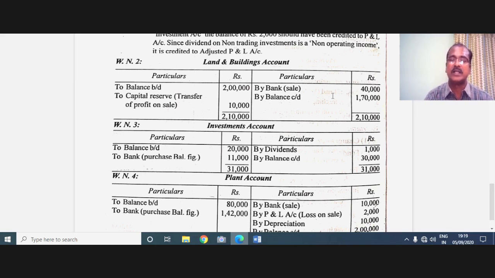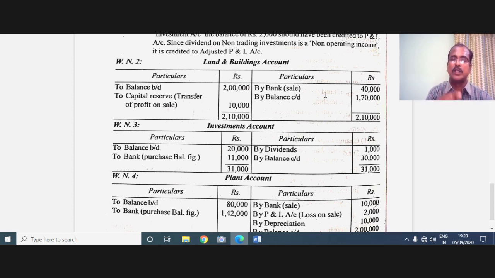What is the journal for selling land and building? Bank account debit or cash account debit 40,000 to land and building 40,000. Since there is an element of 10,000 rupees profit sitting which is transferred to capital reserve, what is the entry to be passed?